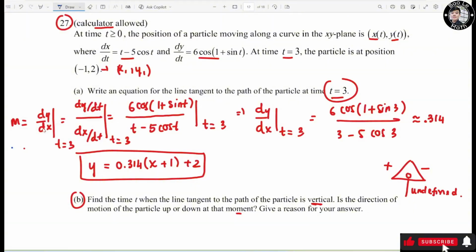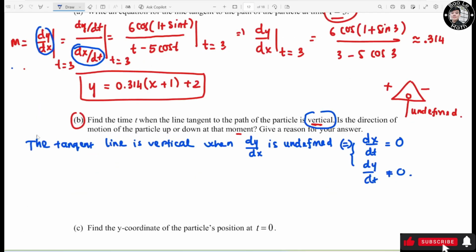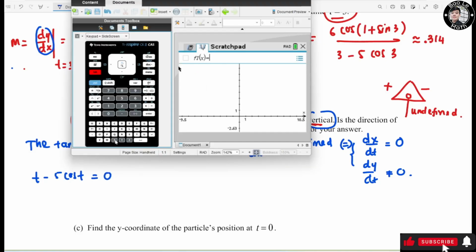So we're going to go back over here. The slope is dy over dx. If the tangent line is vertical, the slope is undefined. The slope is undefined when dx over dt equals 0, right? Now dx over dt equals this one, right? So we have t minus 5 cosine t equals 0. Could be x minus 5 times cosine of x. Press enter. It's going to be right here.